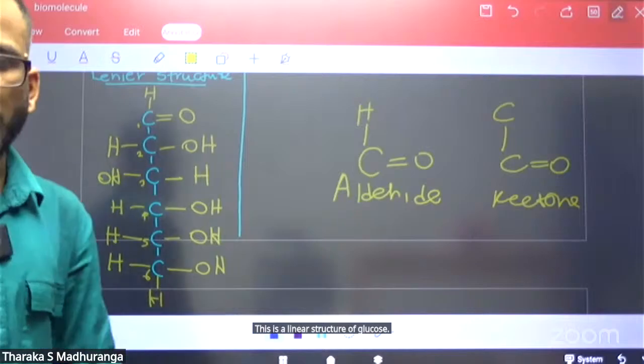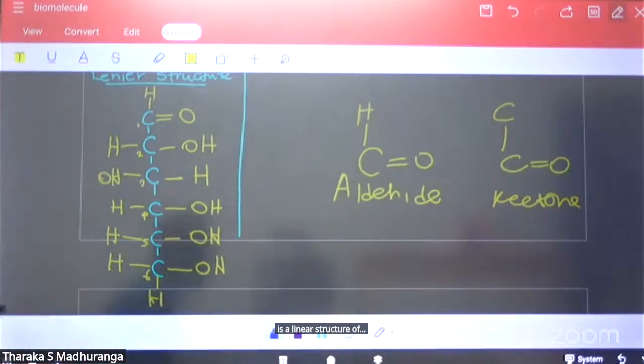Okay, this is the linear structure of glucose. This is the linear structure of glucose. Are you clear? If you only memorize the structure, you can't draw this. You must know the pattern.